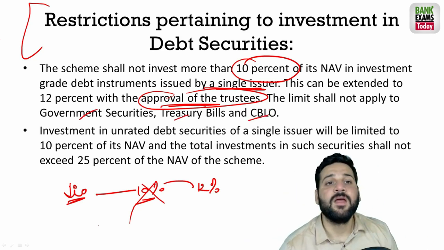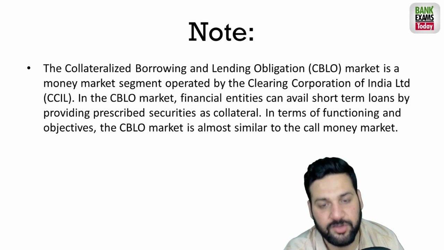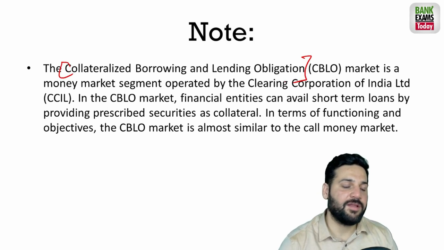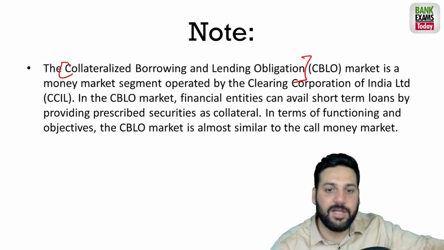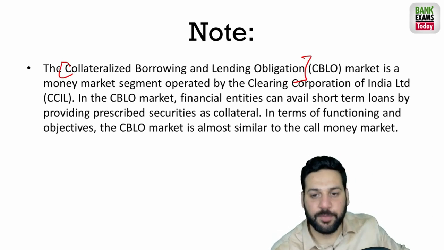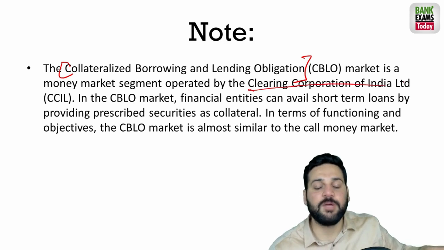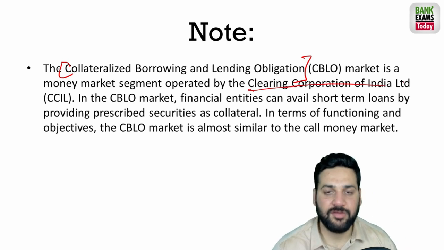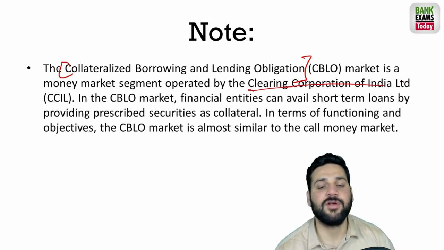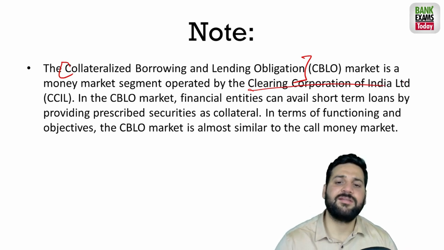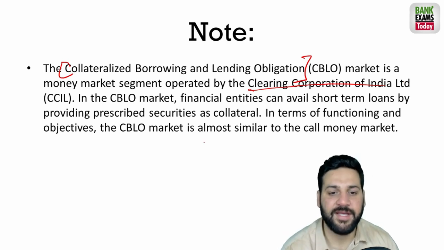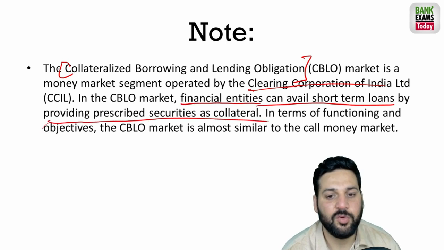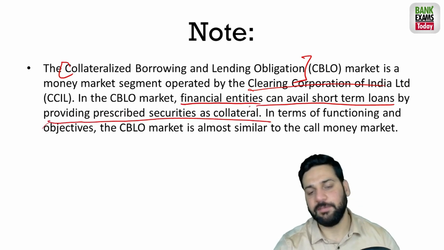CBLO kya hota hai? CBLO is basically collateralized borrowing and lending obligations. In this, financial organizations, financial entities, they can take short-term loans from the Clearing Corporation of India by providing securities as collateral. Girvi rakhe, thode time ke liye, they can take loans.